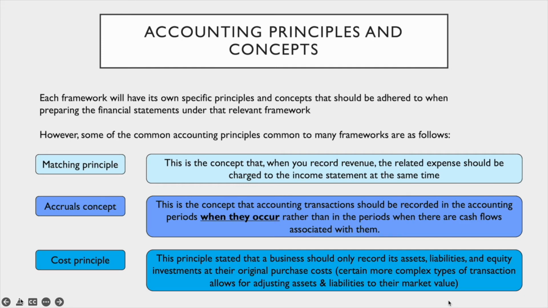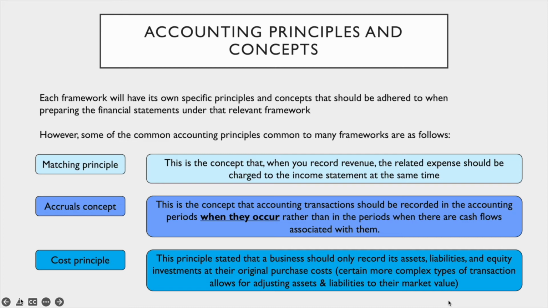Another principle then is the cost principle. This principle states that a business should only record its assets, liabilities, and equity investments at their original purchase cost. Certain more complex types of transactions allow for adjusting assets and liabilities to the market value. Using a historic basis of accounting helps reduce the room for manipulation of figures within the financial statements. This is because the historic cost of a transaction cannot be manipulated. So that's a positive of using the cost principle.